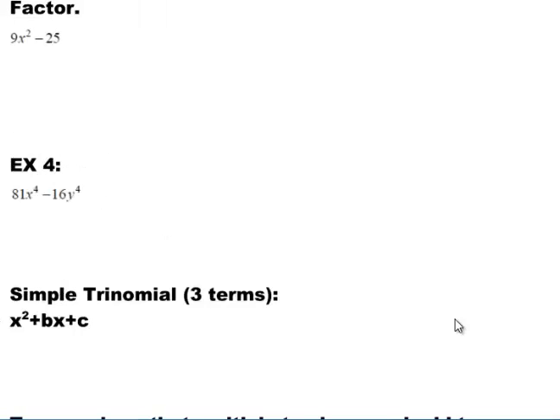The next example, 9x squared minus 25. The square root of 9x squared is 3x. The square root of 25 is 5. So I can write it as 3x plus 5 times 3x minus 5.